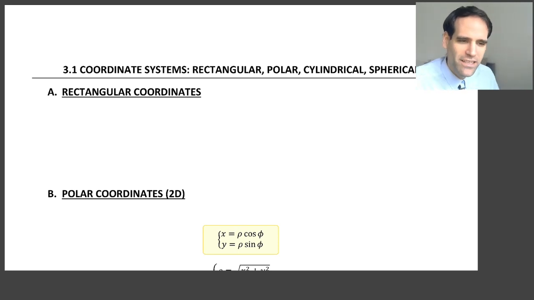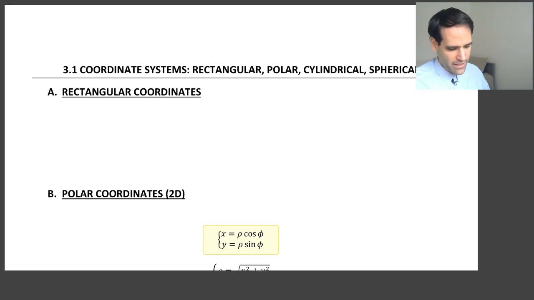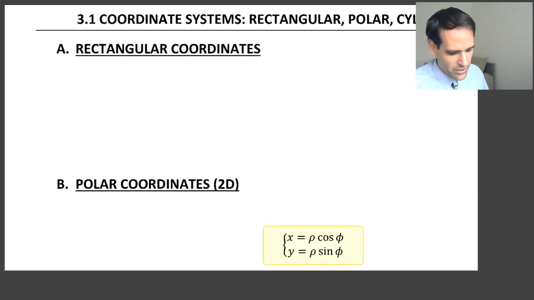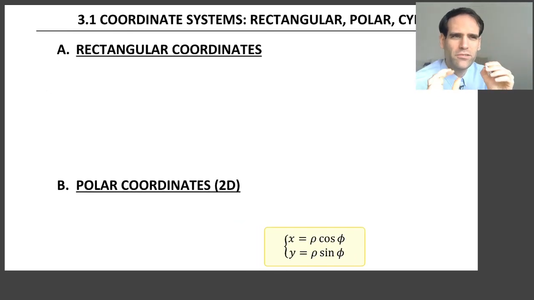So to start as simple as possible, we will start with two-dimensional space, okay? In two-dimensional space, you are used to describing the position vector using two numbers, x and y. And what do those two numbers mean?